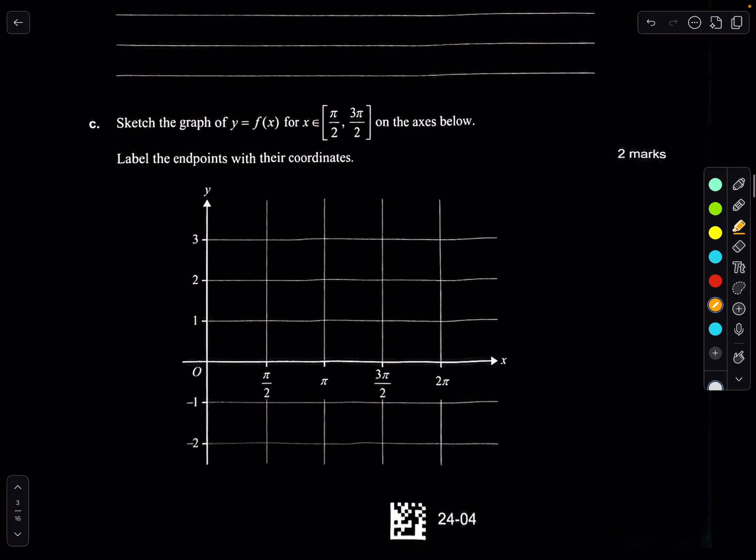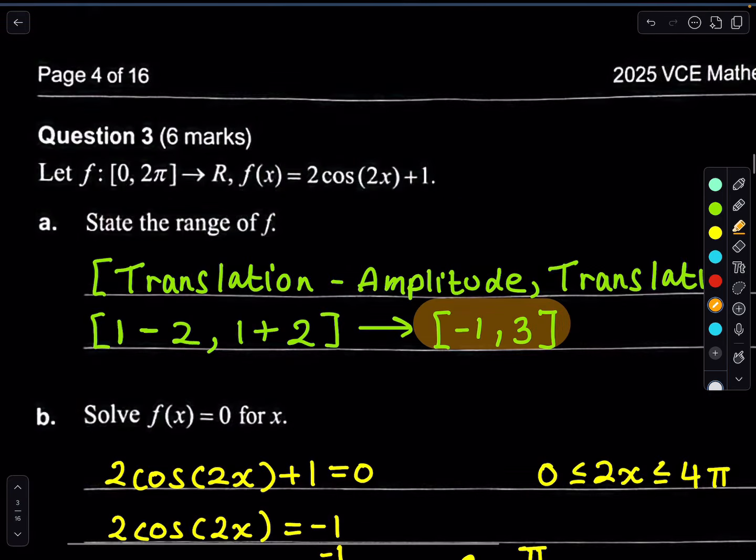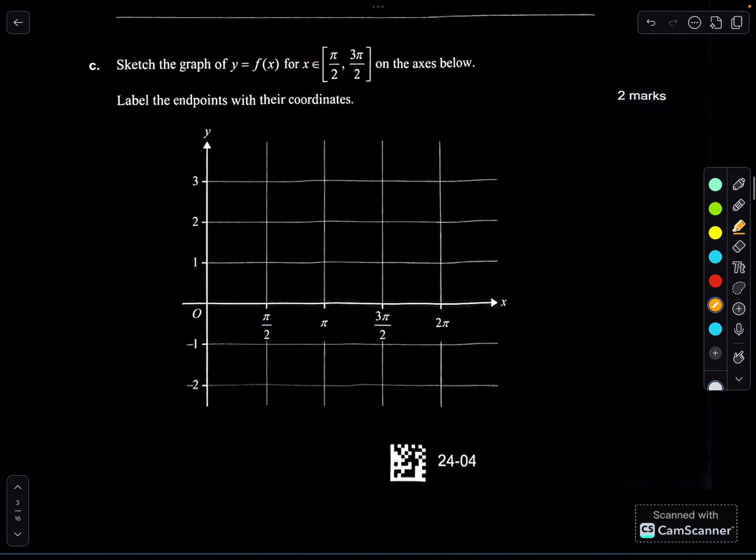Next question. Sketch a graph of f of x for this domain. Pi over 2 to 3 pi over 2. Be careful, not this domain over here. Make sure you do this domain, and label all coordinates with their coordinates.